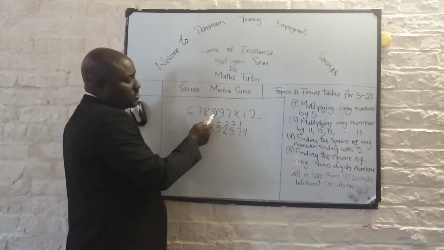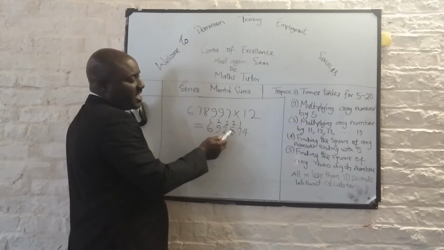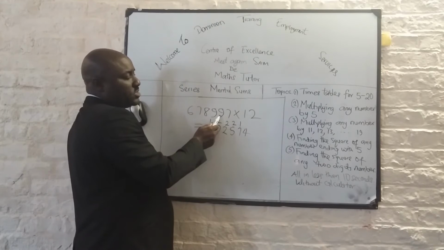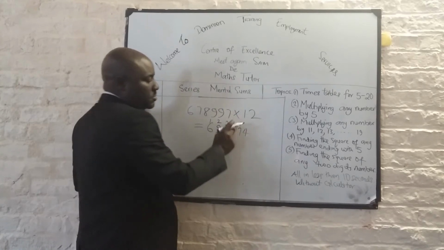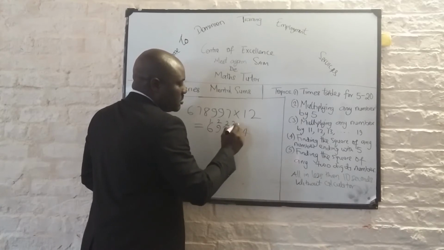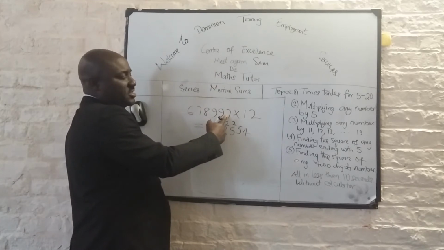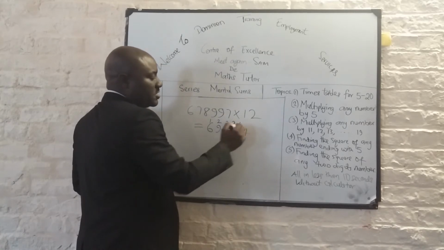Then the next digit is 9. You multiply 9 by 2, and that gives you 18. You add the next 9 to it, gives you 25. You write 5 and carry 2. The next digit is 9. You multiply 9 by 2, it gives you 18. You add 7 to it, that gives you 25. You write 5 and carry 2 here. Then the last digit here is 7. You multiply by 2, 14. There is nothing to add again. Put 14 here.